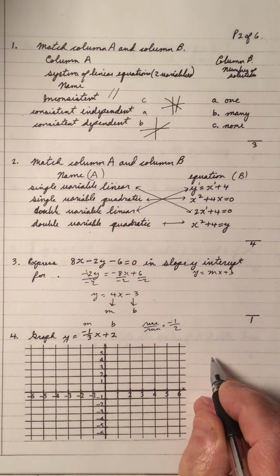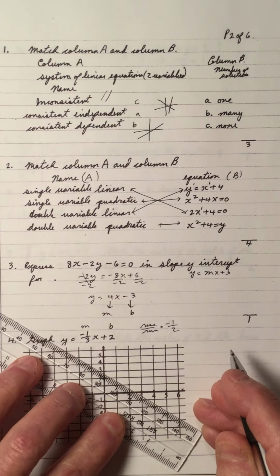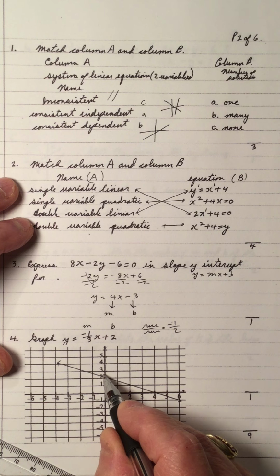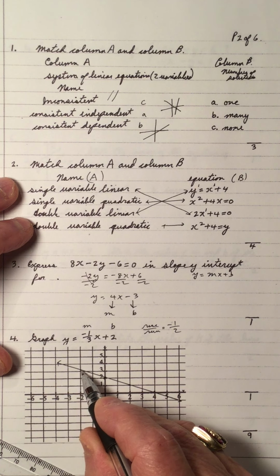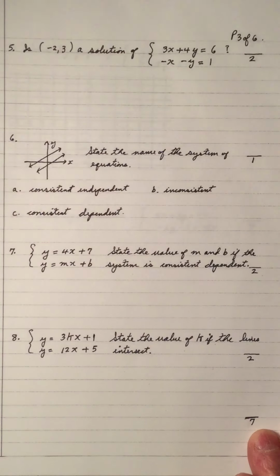When we have these points plotted, we can draw a line passing through them. There it is. That's the line that passes through these 3 points. That line has a y-intercept of 2, and we go down 1, right 2, down 1, right 2. Or instead of going down, we can go up 1, left 2. So give yourself a mark if you have it graphed correctly, and total up the page. You get 9.